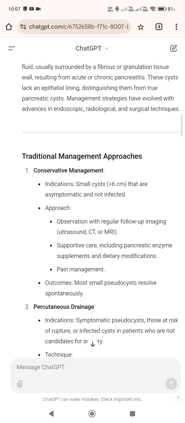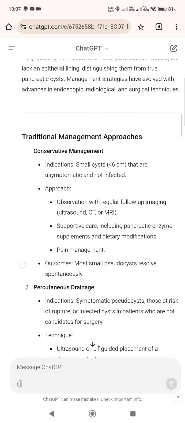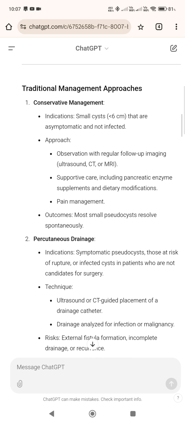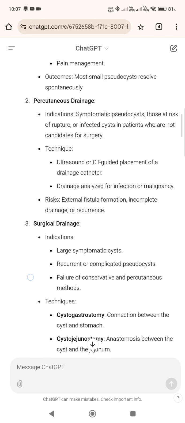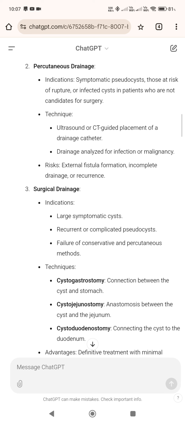2. Percutaneous drainage. Indications: symptomatic pseudocysts, those at risk of rupture, or infected cysts in patients who are not candidates for surgery. Technique: ultrasound or CT guided placement of a drainage catheter. Drainage analyzed for infection or malignancy. Risks: external fistula formation, incomplete drainage, or recurrence.